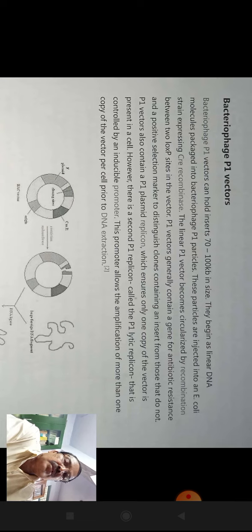P1 vectors also contain a P1 plasmid replicon, which ensures only one copy of the vector is present in a cell. However, there is a second P1 replicon called the P1 lytic replicon that is controlled by an inducible promoter. This promoter allows the amplification of more than one copy of the vector per cell prior to DNA extraction.